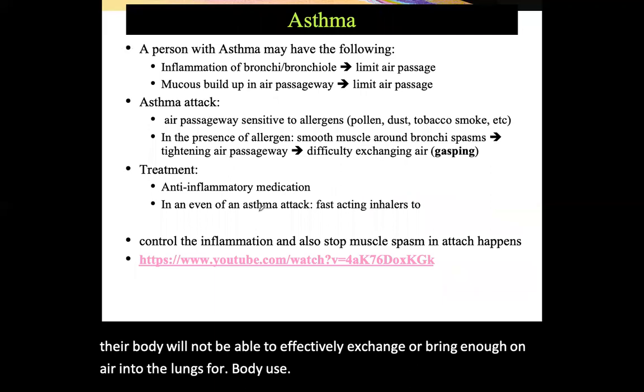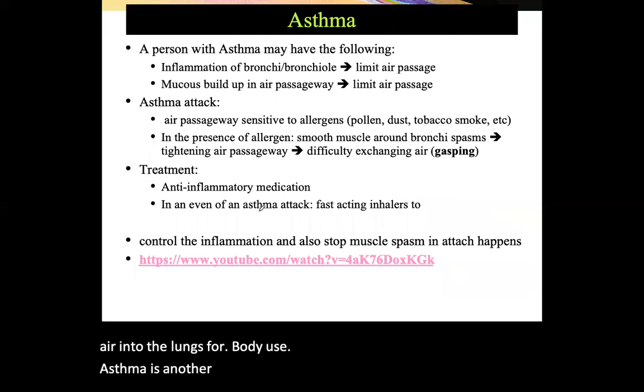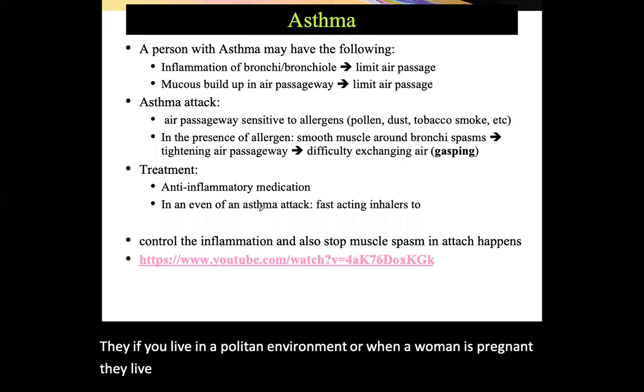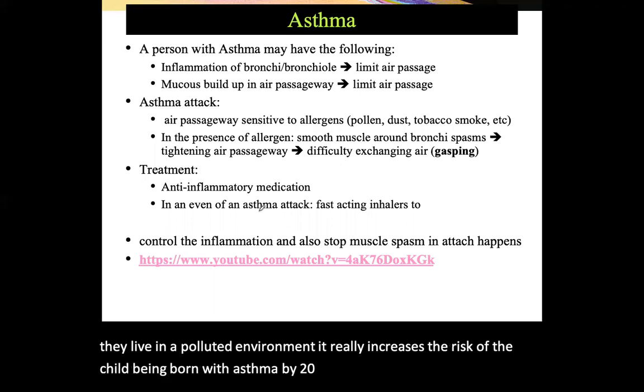Asthma is another medical condition. Asthma can be developed if you live in a polluted environment, or when a woman is pregnant and lives in a polluted environment. It increases the risk of the child being born with asthma by 25%, which is significant. Now, what is asthma exactly?